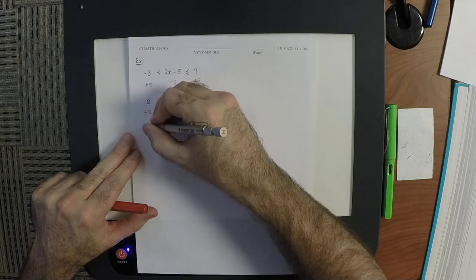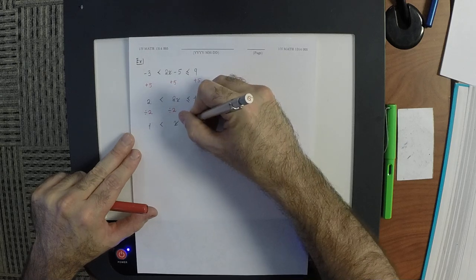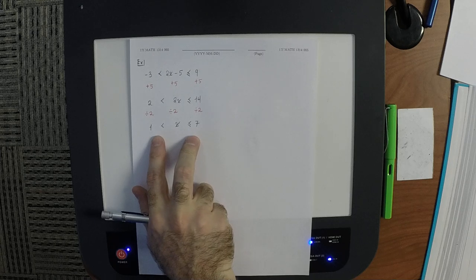Okay. Well then, is this the one that reverses the direction? No. So what's the new left position? The new middle position? And the new right position? Very good. So now, would you please write this in interval notation?